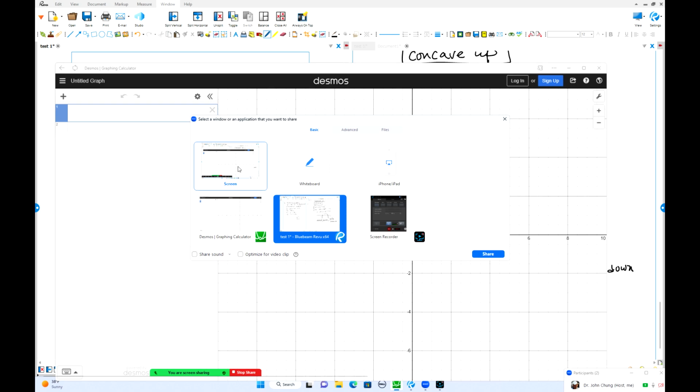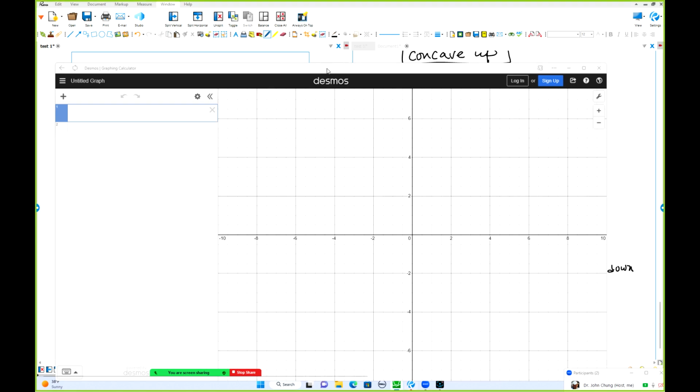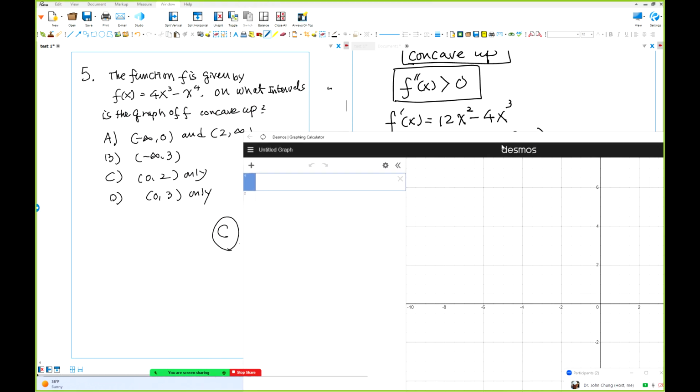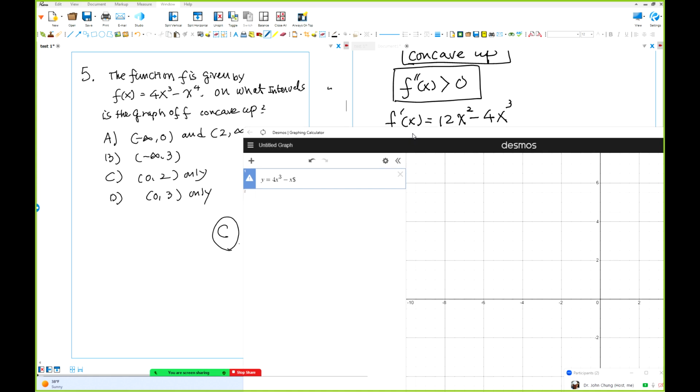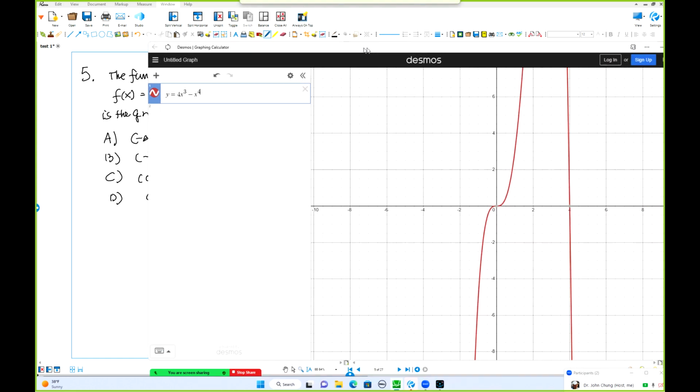Can you see the graph over here? Yeah. Is it okay? All right. So y equals 4x cubed minus x to the 4th power. Oh, sorry. This is the graph.